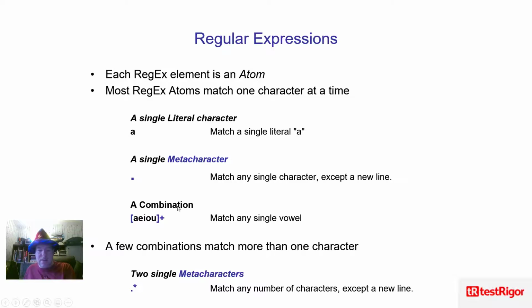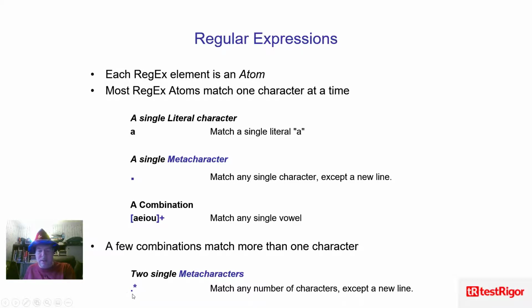In this one, we have a combination, and what we have there is square brackets followed by a plus sign, which means match any single vowel. All right, A, E, I, O, or U, but not all of them, just one. So there are 3 different ways that you can look at meta characters, and a few combinations will match more than one character.